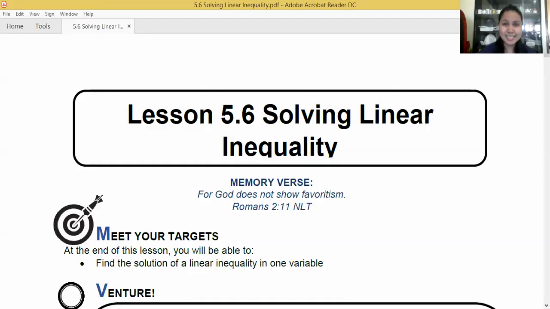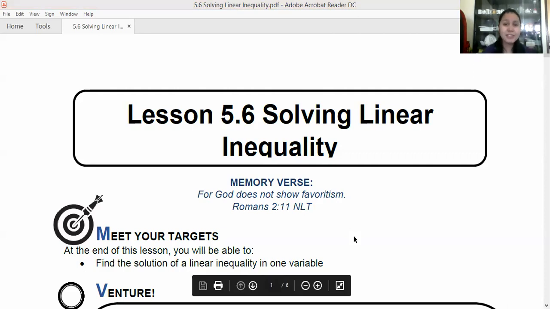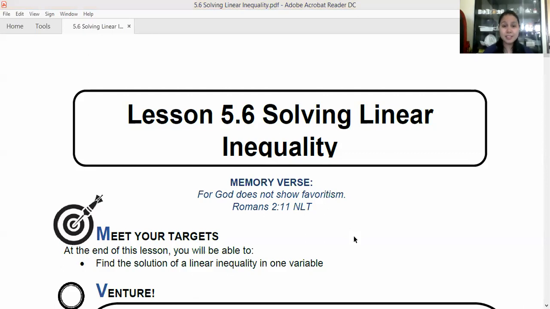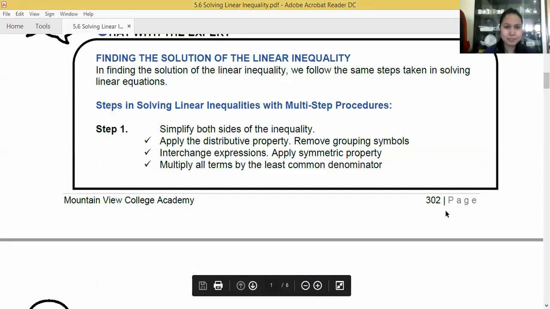Lesson 5.6 is about solving linear inequality. Our memory verse today is found in Romans 2:11. It says, "For God does not show favoritism." At the end of this class session, you will be able to find the solution of a linear inequality in one variable. Let me go directly to our lesson.